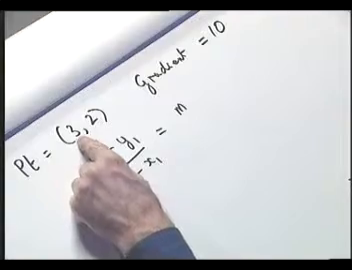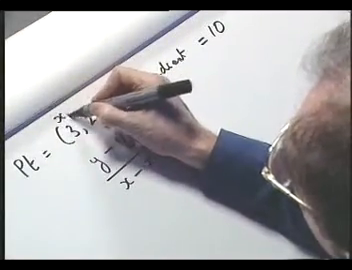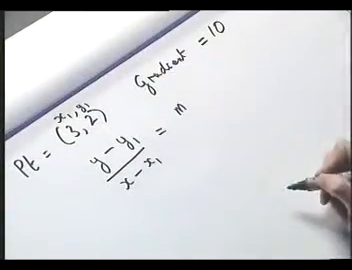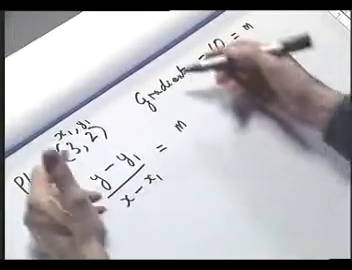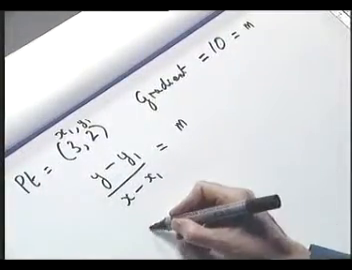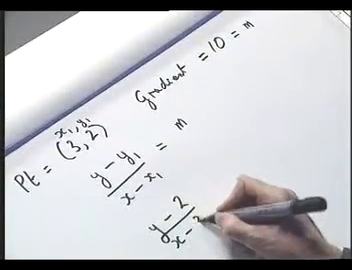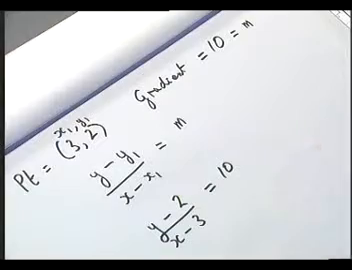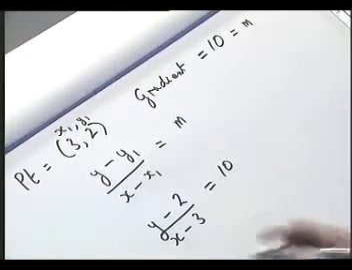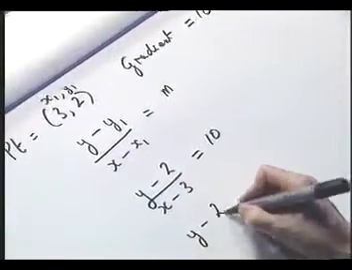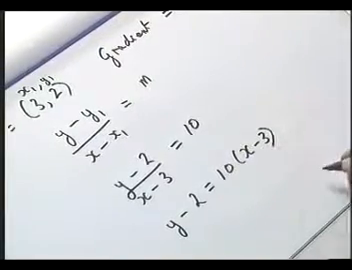So this is our x1, y1. Let's just write that in over the top, x1, y1. And this is our gradient, m. So now we'll substitute these numbers in. So we have y minus 2 over x minus 3 is equal to 10. Now we'll multiply up by this x minus 3 here. So we have y minus 2 is equal to 10 times x minus 3.